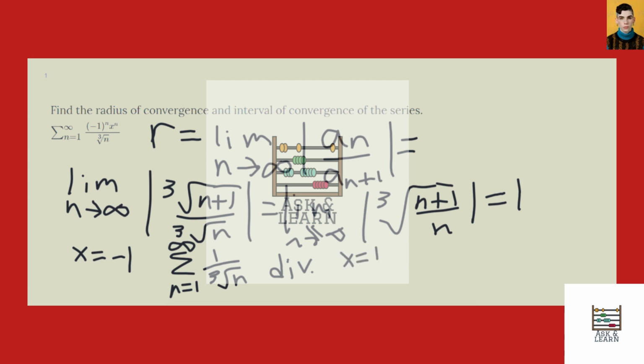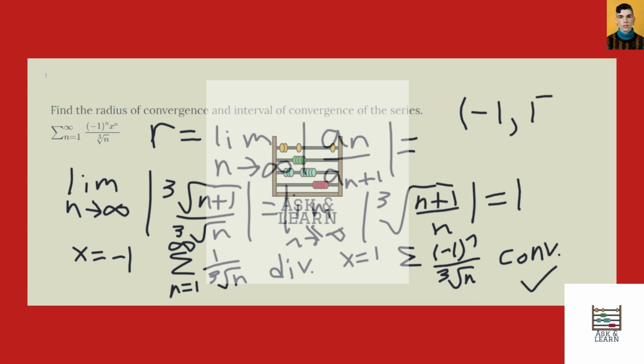When x is equal to 1, we get the sum from n equals 1 to infinity of minus 1 to the n over the cube root of n. And this is going to converge by the alternating series test. So we will include 1. We're not going to include minus 1. So our interval of convergence is going to look like minus 1, comma 1, and 1 we include, minus 1 we don't include.